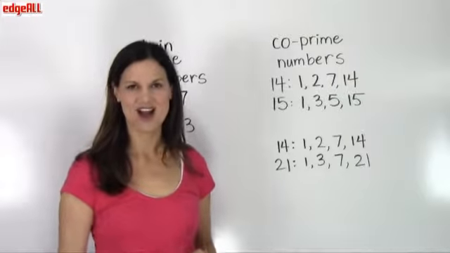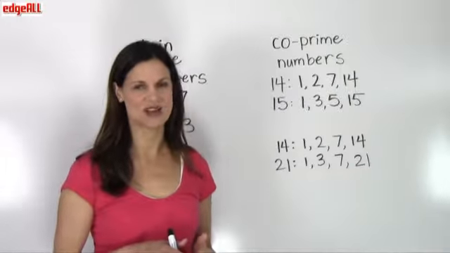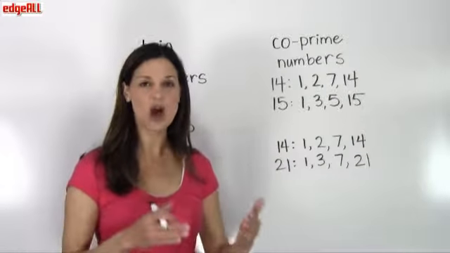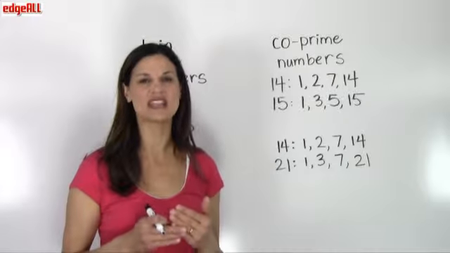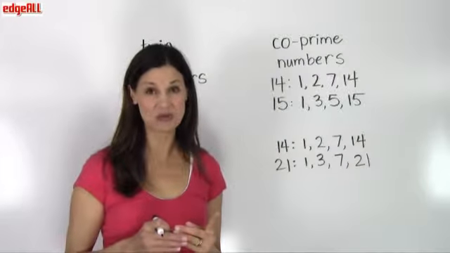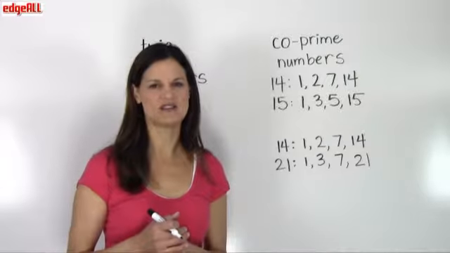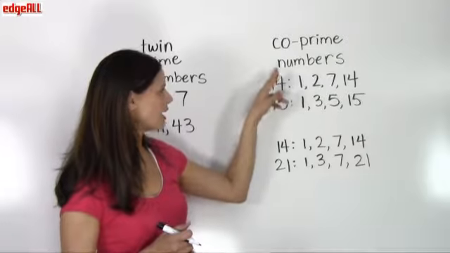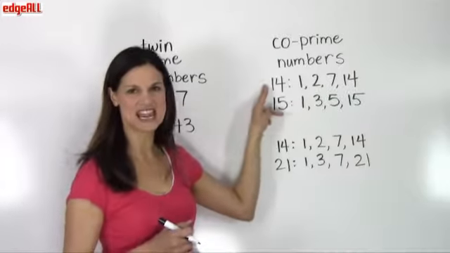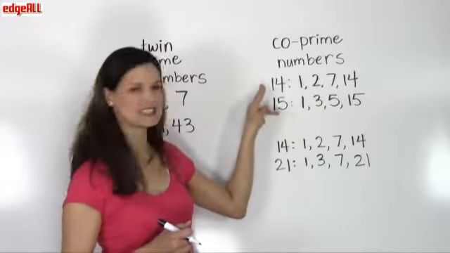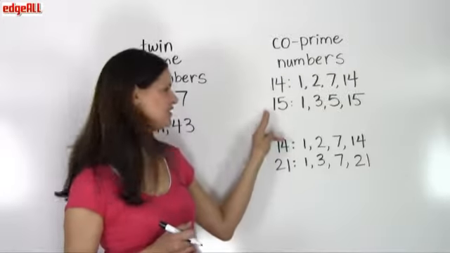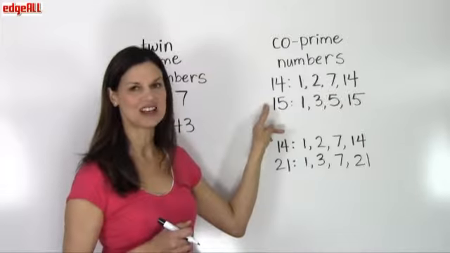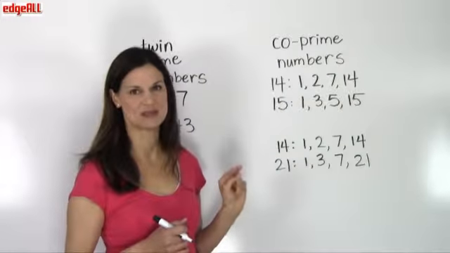Co-prime numbers are any two numbers which are not prime numbers themselves, but they're co-primes when they only have 1, the number 1, as a common factor. So an example of two co-prime numbers are 14 and 15. 14 is not a prime number and 15 is not a prime number, but the pair together, 14 and 15, are what we call co-prime numbers.